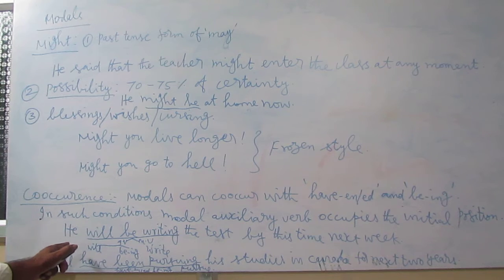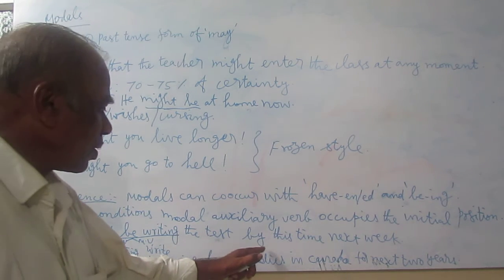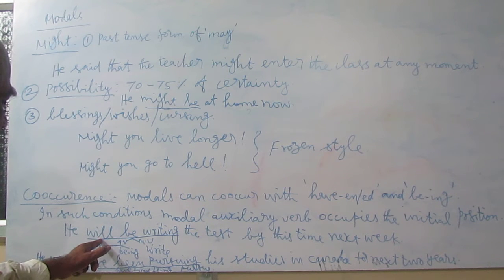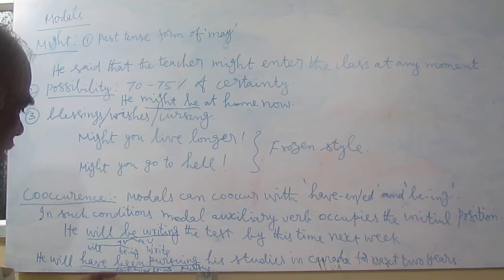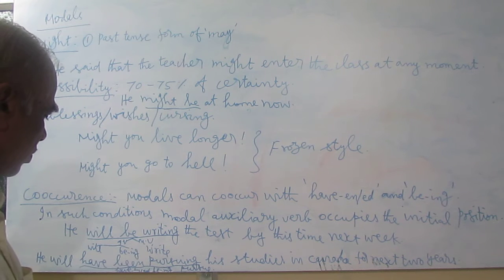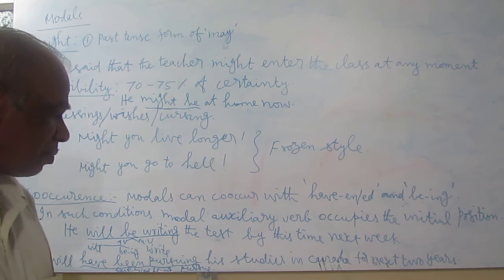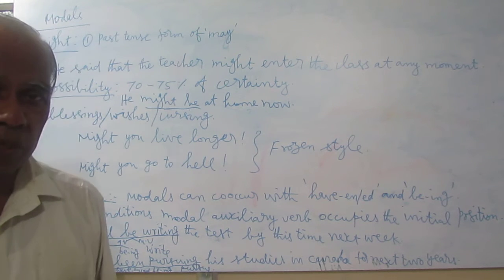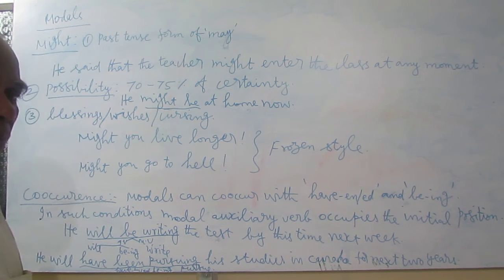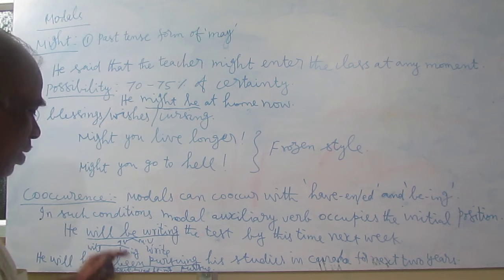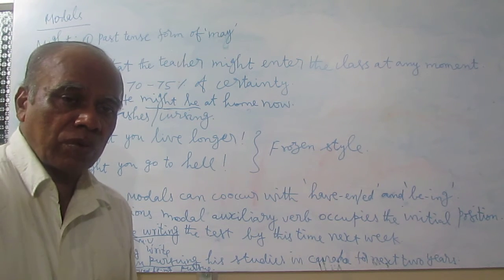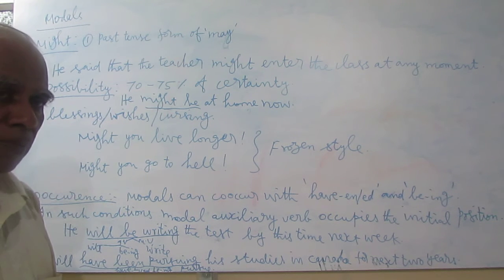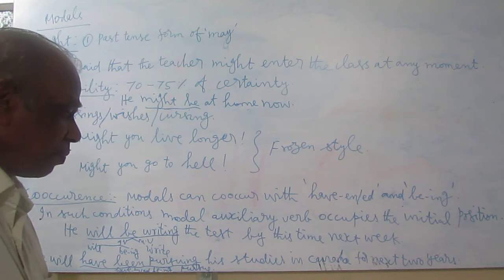Here you see, he will be writing the test by this time next week. So will is occupying the initial position, and be is in the next position. He will have done the work by the end of this week. In that case, will is used in the first position, have plus en or ed is in the second position, and the main verb is in the last position.